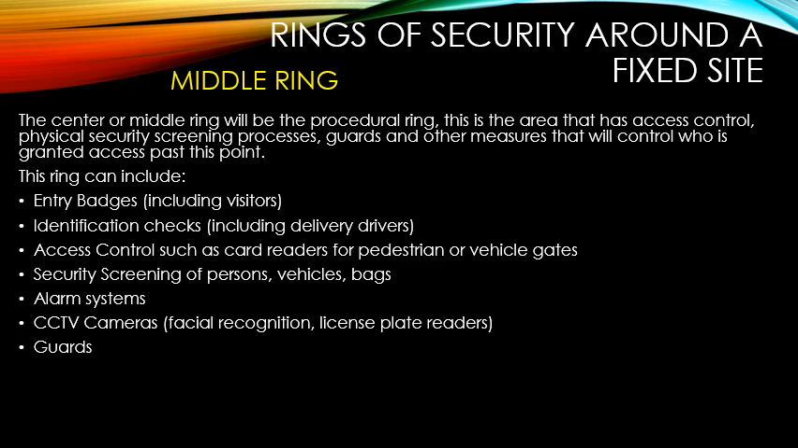The center or middle ring is usually the procedural ring. This is the area that has access control, physical security screening processes, guards, and other measures that will control who is granted access past this point. This ring can include entry badges, including for visitors, identification checks, including delivery drivers, access controls such as card readers for pedestrians or vehicle gates, security screening of persons, vehicles, and bags, alarm systems, CCTV cameras, including facial recognition, intelligent video analytics, and license plate readers, and guards.